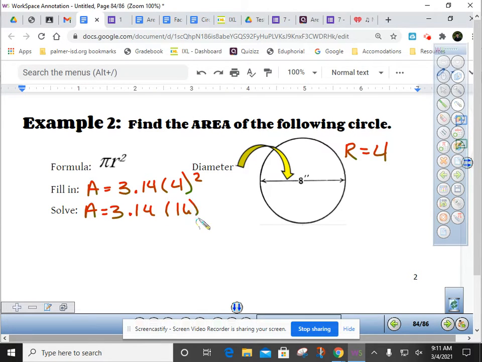Area equals 3.14. What's 4 squared? 16. Now, before you do anything else, and we're going to get Nathan to tell us the answer, but before we do that, what do you think this is going to be close to?